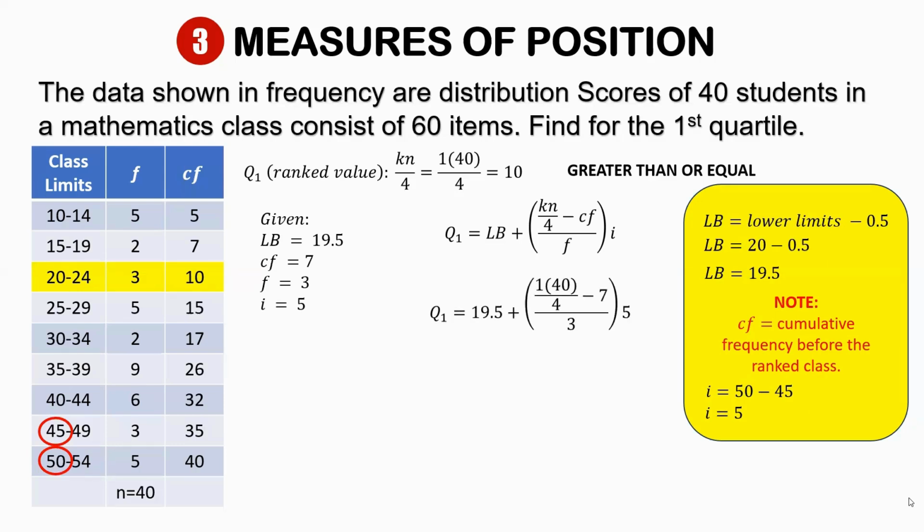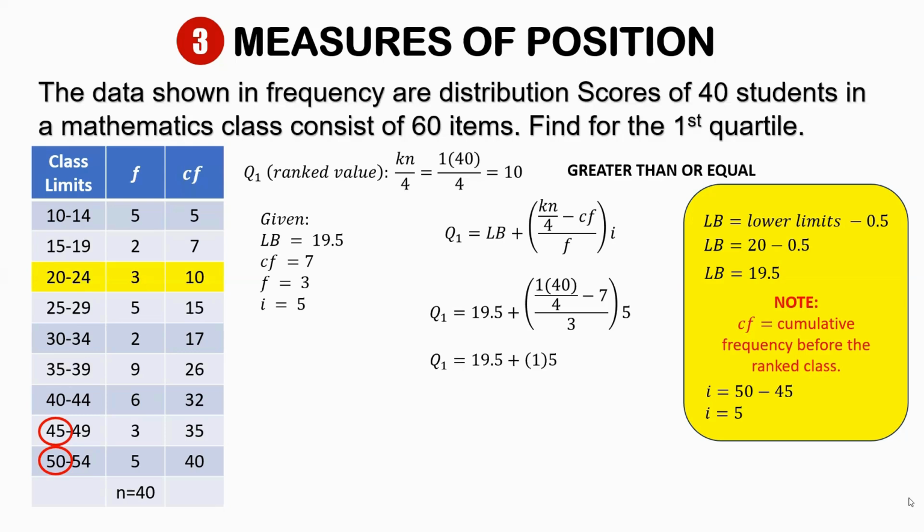So for the lower boundary, that is 19.5. For k, that is the position we are looking for, the first quartile. That is why the value of k is equal to 1. So now we have 40, that's the total number of frequency, divided by 4 and subtracted by 7, that is the cumulative frequency before our rank class, and divided by 3 and multiplied by 5. So let us simplify first the inside value in the parentheses. So that is equal to 1.